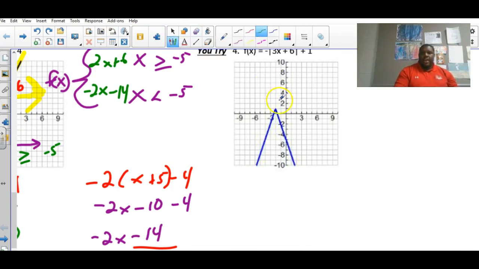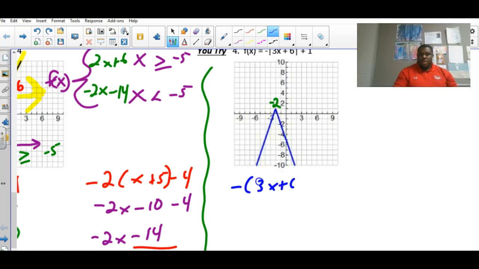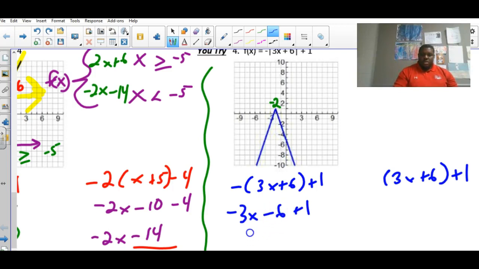Again, first thing, identify your x value for your vertex. So we have 1, 2. This would be negative 2. That's the x value. And then we're going to take our equation and solve it. Remember, you have to have a negative and you have to have a positive. Right here, distribute the negative. You get negative 3x minus 6. Combine like terms, negative 6 plus 1 gives me negative 3x minus 5. And over here, there's nothing to distribute, so it's just 3x plus 6 plus 1. Combine like terms, you get 3x plus 7.